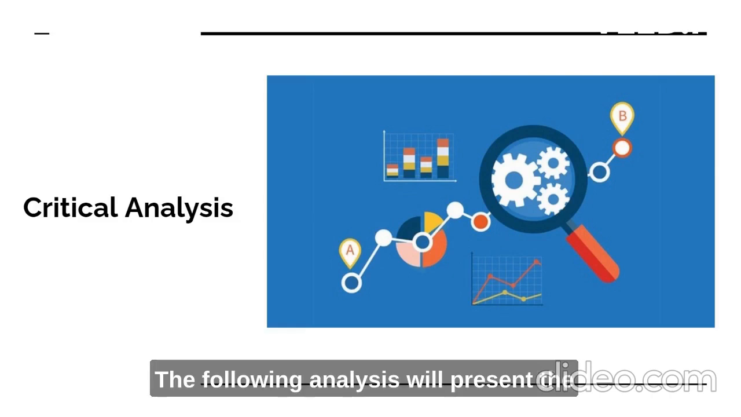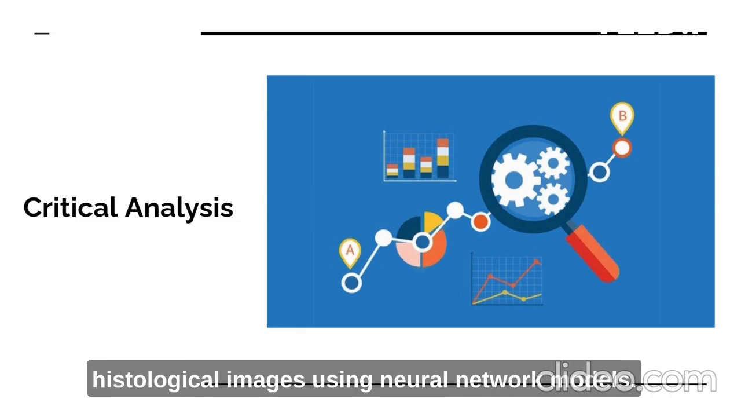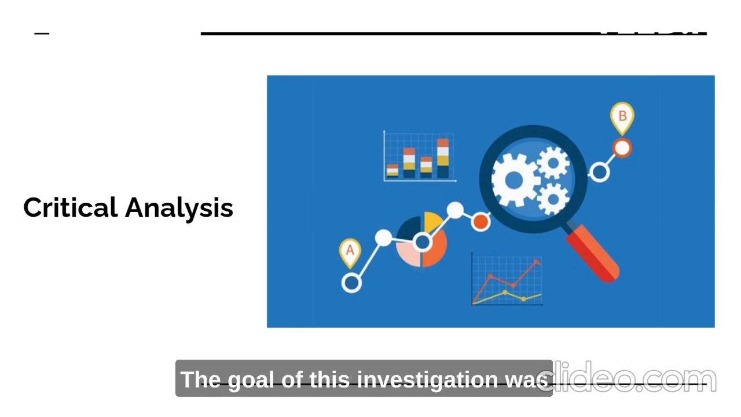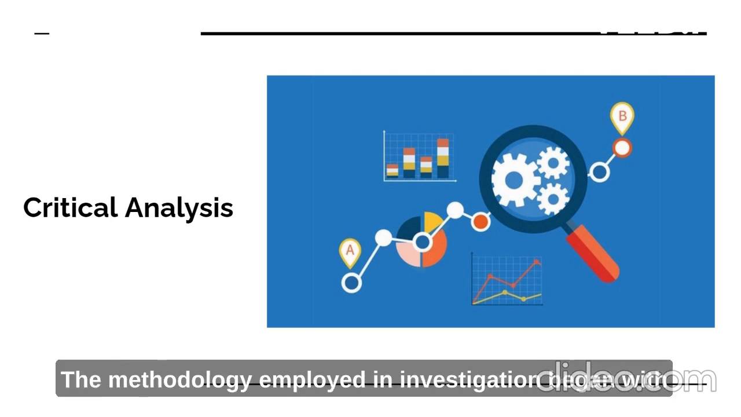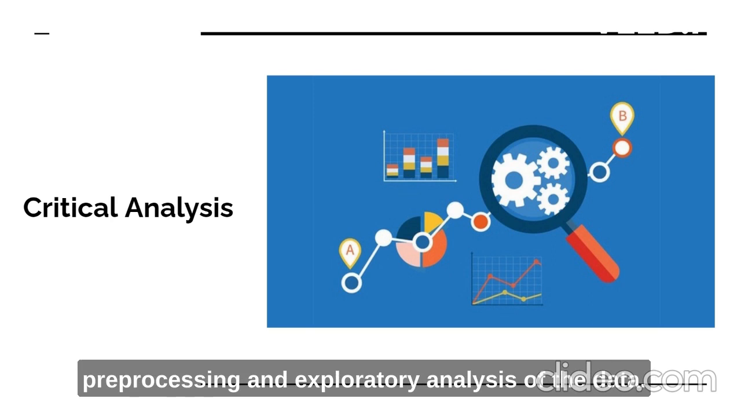The following analysis will present the findings of the investigation for assignment 2 that explores the classification of histological images using neural network models. The goal of this investigation was to evaluate the performance of these models in different classification tasks.